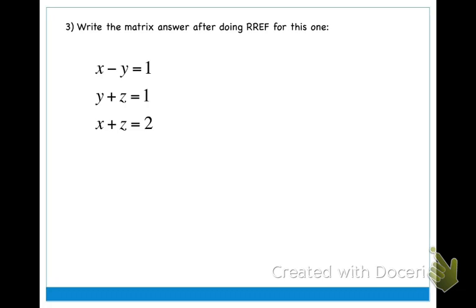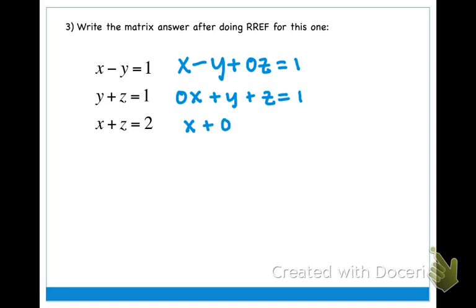So if you really want to, you can rewrite these as x minus y plus 0z equals 1, 0x plus y plus z equals 1, and then x plus 0y plus z equals 2, if that helps remind you to put in those zeros there. So go ahead and do that, and we'll join back up in just a moment.